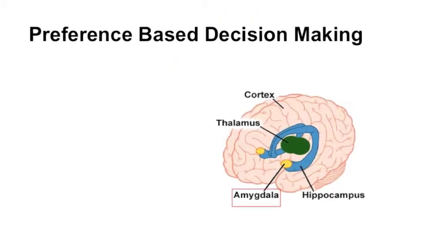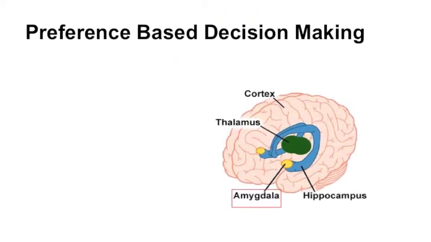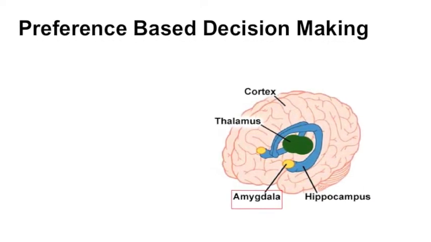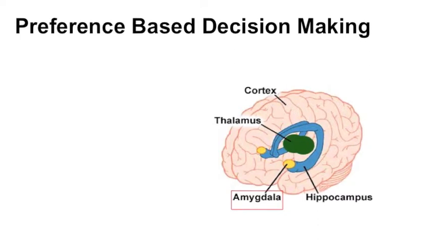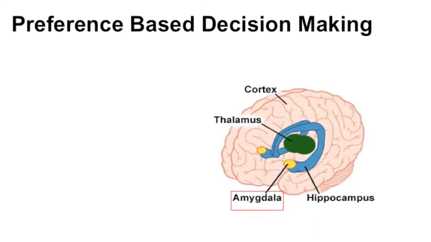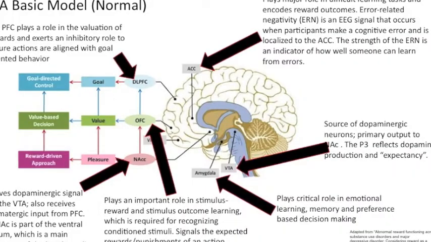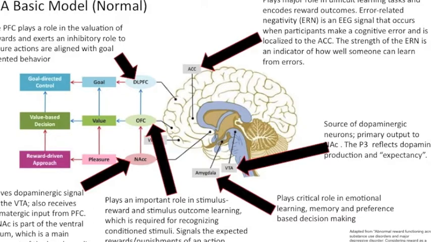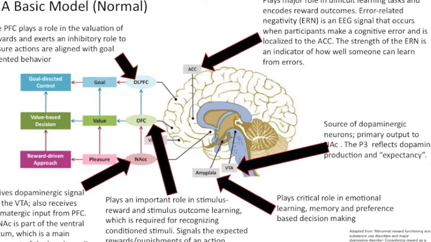Just to finish off, the final component of the RDoC construct of approach motivation is called preference-based decision-making. Of note, the amygdala appears to play a significant role in this. Let's turn now to a basic model of the brain that reviews some of the important areas involved in this approach motivation and some of the specific functions carried out by those areas.